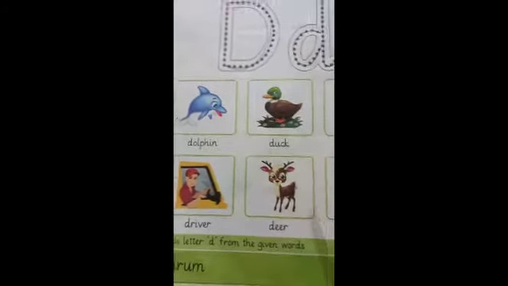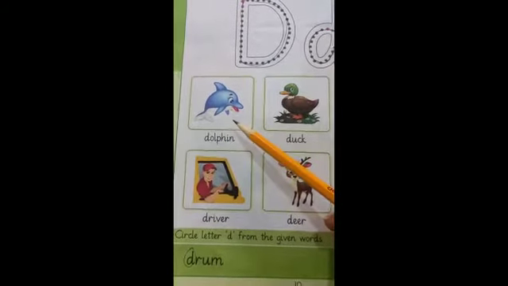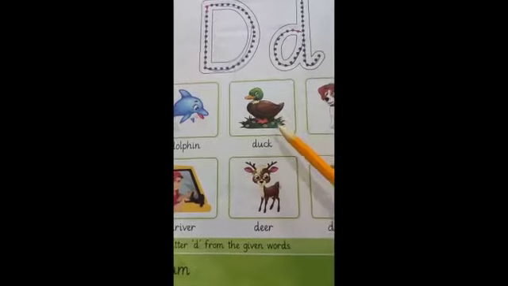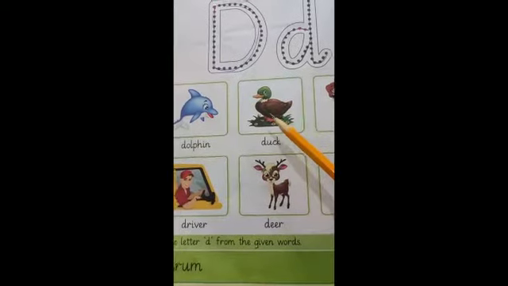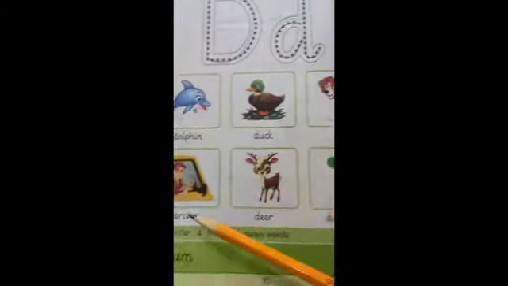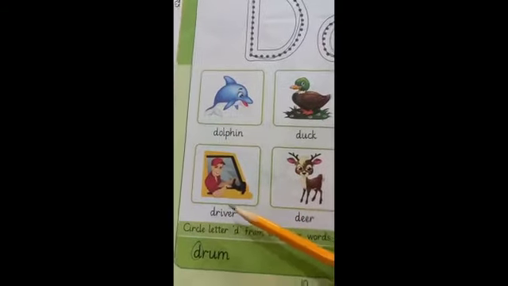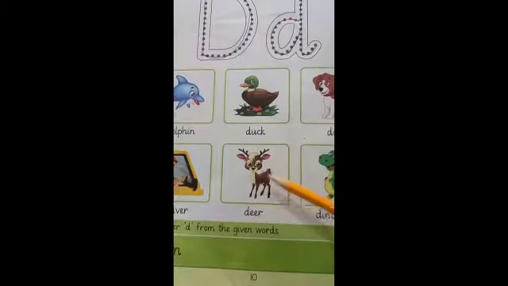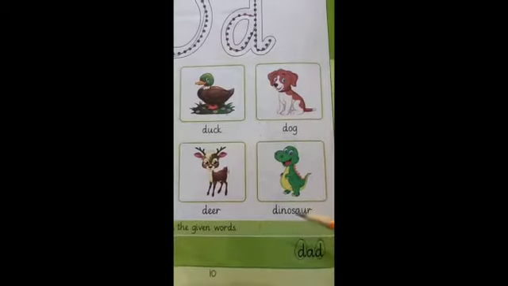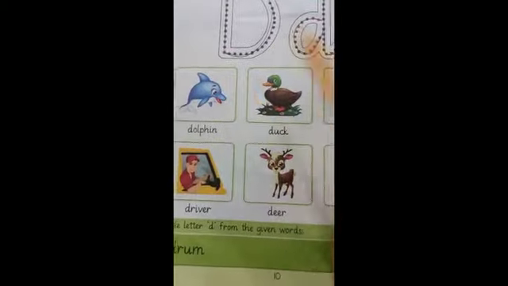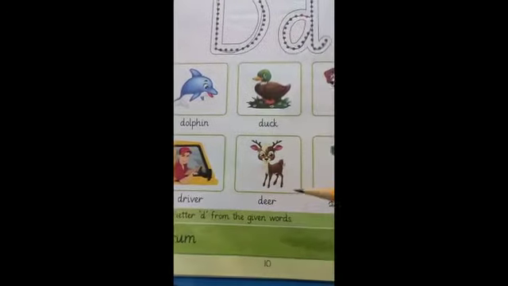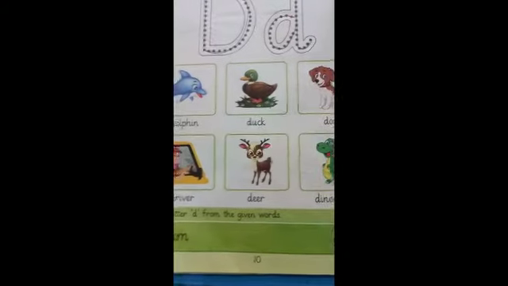Let's see some of its vocabulary words. Dolphin, the dolphin. The duck. The dog. The driver. The deer. The dinosaur. So these are its vocabulary words. The dolphin, the duck, the dog, the driver, the deer and the dinosaur.